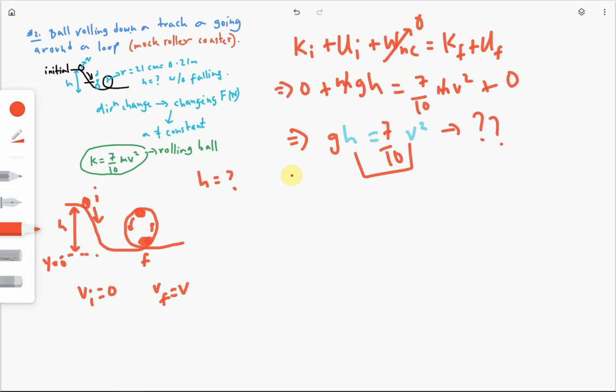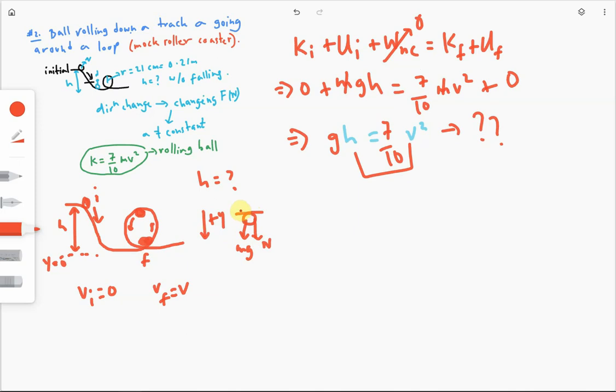But what to do? Well, we don't have enough information for the bottom of the loop. However, let's investigate what happens at the top of the loop. At the top of the loop, let us draw ourselves a nice free body diagram. What are the forces acting on the rolling ball? The weight is there, vertically downwards, and the normal force exerted by the track, right? And let's consider plus y to go in the downward direction.